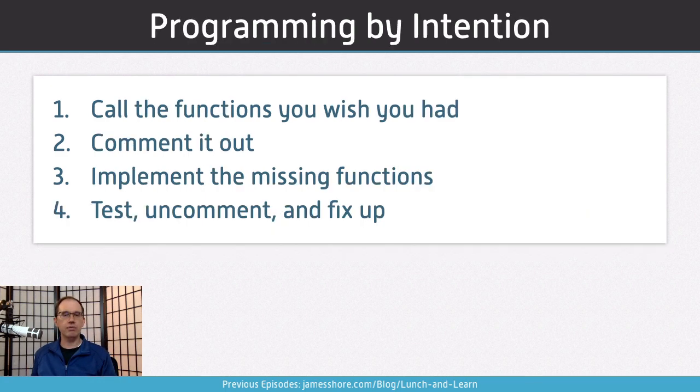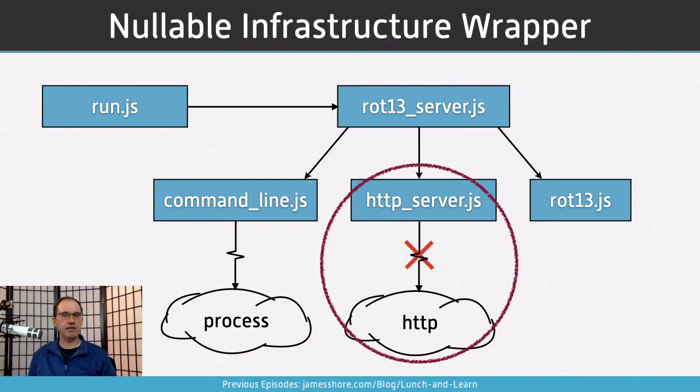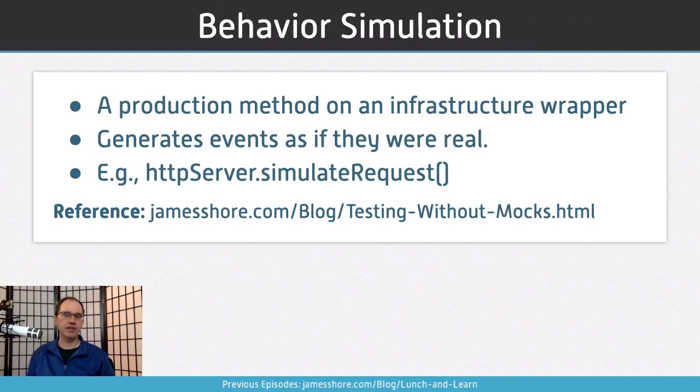Programming by intention, briefly, is writing your code as if all the functions you needed already existed. So we're going to go into our Route 13 server and modify it so that it can respond to requests. Then we will update our HTTP server. That's our nullable infrastructure wrapper. It wraps the underlying Node.js HTTP library and does it in a way that can be nulled out, so you don't actually have to run the server. And to test this code, we're going to use behavior simulation. We're going to modify our HTTP wrapper so that we can simulate a request without actually having to make a real request. That is how it's going to work.